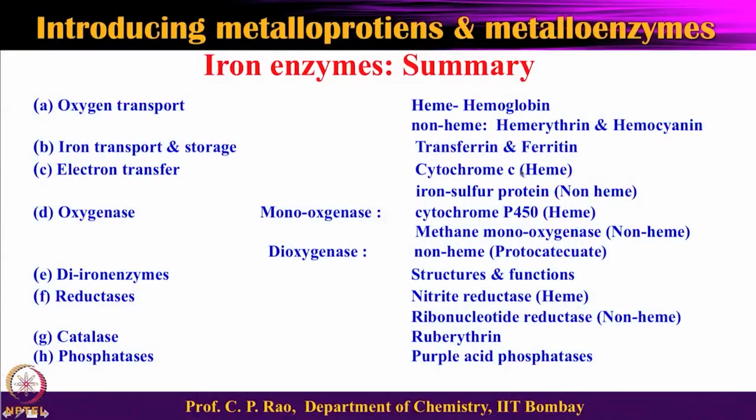Then I have gone to electron transfer. There are two types of electron transfer. One is on the heme-based cytochrome C. I have fully explained the cytochrome classes, and cytochrome C and how it functions. All these things have been explained. Then there are non-heme ones, which are iron sulfur proteins.